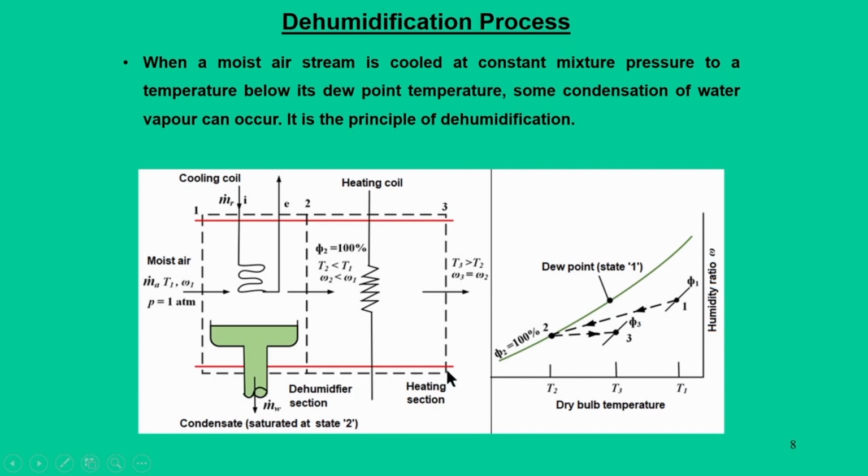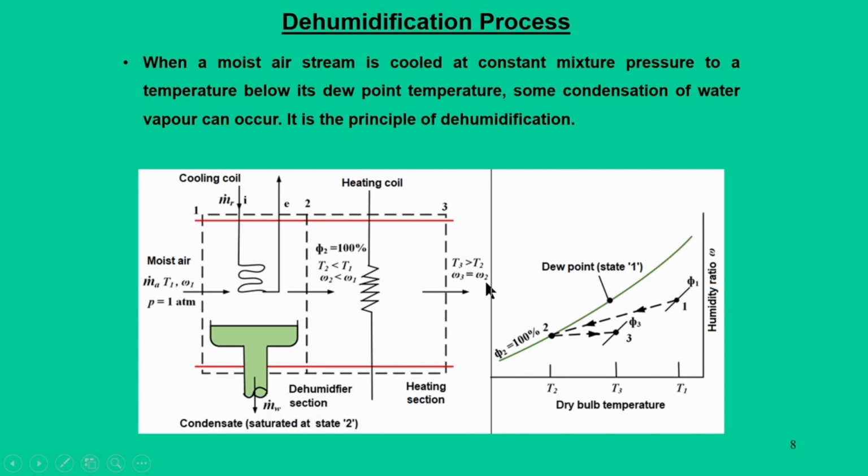What a typical dehumidification process looks like is that we have a chamber. We can assume that there is a control volume section, and this control volume section has two parts. One is a dehumidifier section, the other is a heating section.